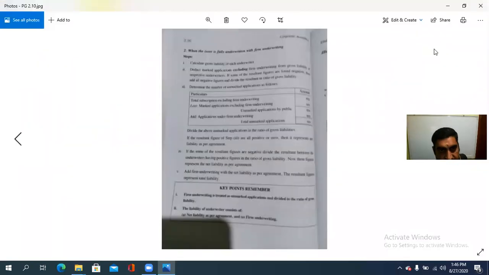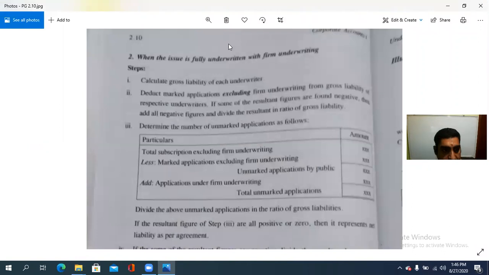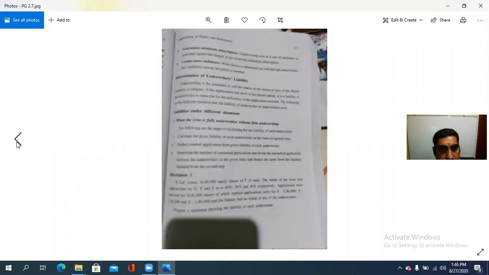See, when the issue is fully underwritten with a firm underwriting. So the other one is open underwriting, isn't it? നമ്മൾ നേരത്തെ കണ്ടത് ഏത് മെത്തേഡാണ്? When the issue is fully underwritten without a firm underwriting. So both are there. Full underwritten is there, isn't it? Total amount is to be underwritten without a firm underwriting, while with the firm underwriting, we are going to see.